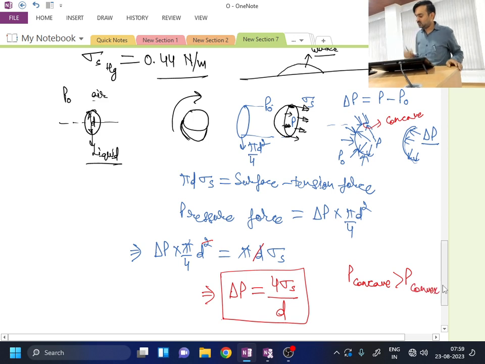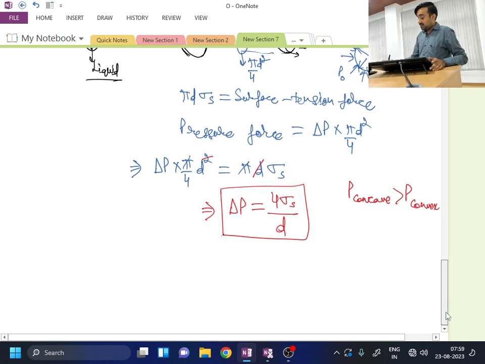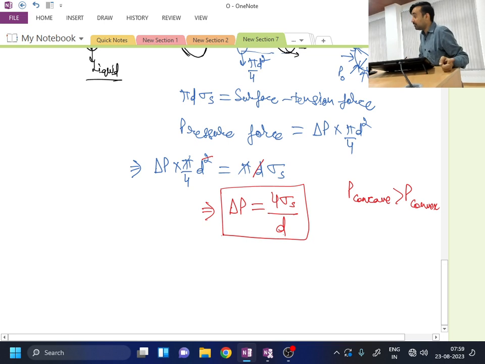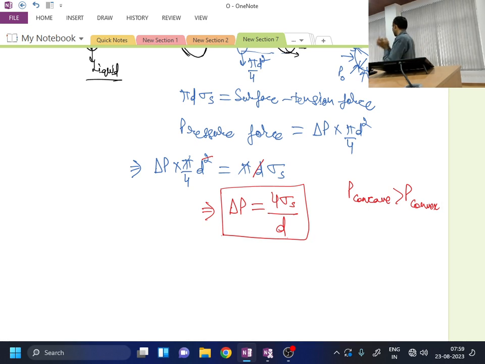Okay. Is this one clear? So basically, whatever tension is acting at the free surface is balanced by the pressure force. Inside the drop, pressure will be more. And if you see, this pressure difference is inversely proportional to diameter. So it means that small sized drops will have more pressure in comparison to large sized drops. If you have a bigger drop, then its inside pressure will be less.